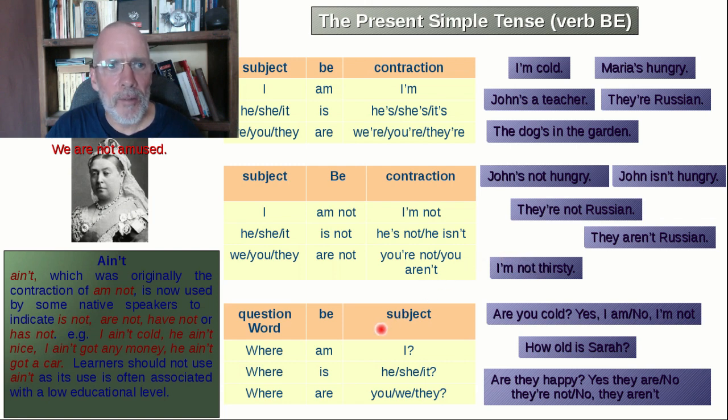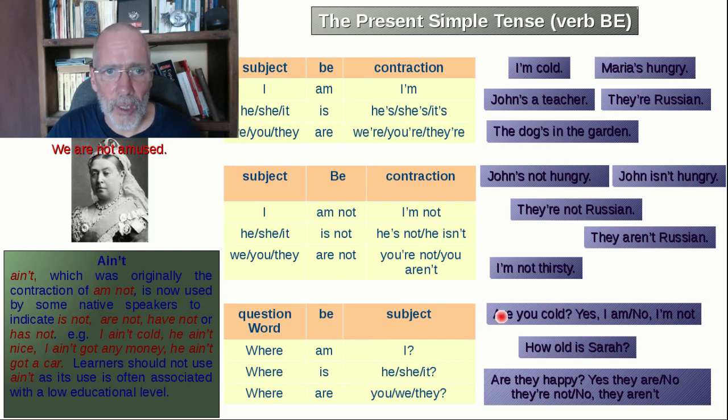Okay, finally, the verb be. Let's look at the question form of the verb be, and the question form of the verb be is very easy. First of all, we have a question word. Secondly, we have the verb be in the correct form. And finally, we have the subject. Of course, sometimes there is no question word because it's a yes or no question.